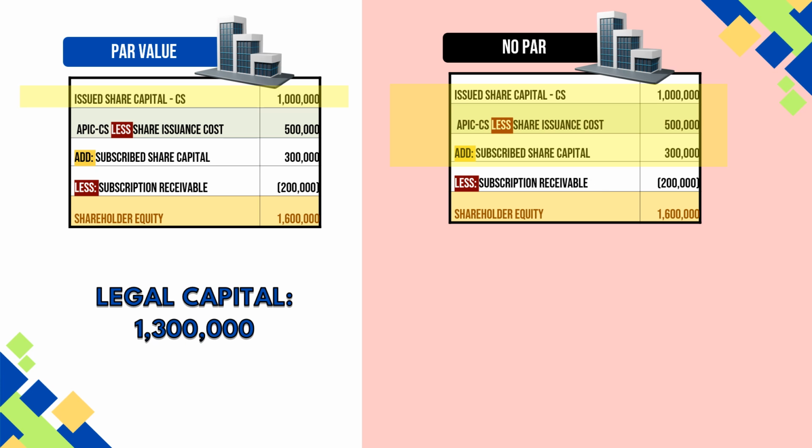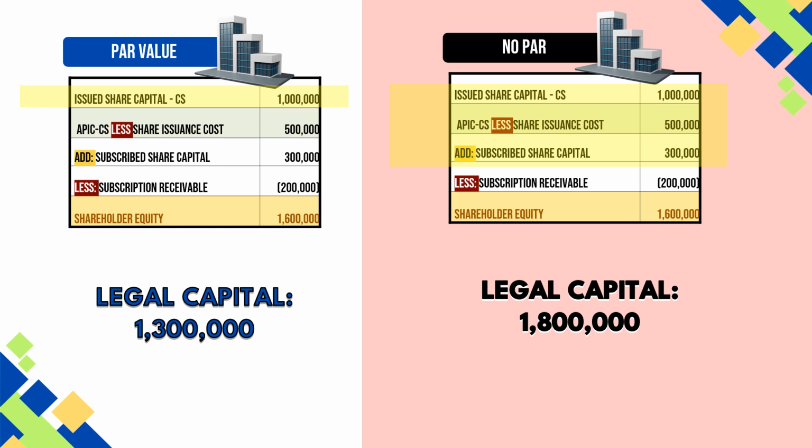On the other hand, for no par, we will include the following. The issued share capital, the APIC that's stated above the stated cost, and the subscribed share capital. So technically, ang difference lang nila is that yung legal capital ng no par is harsher than the legal capital dun sa par value because they will include your share premiums. So the legal capital here is 1.8.